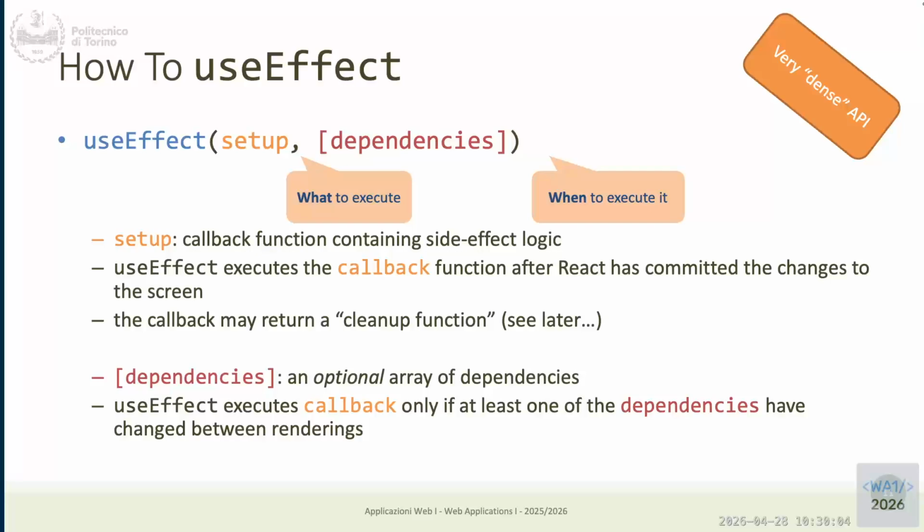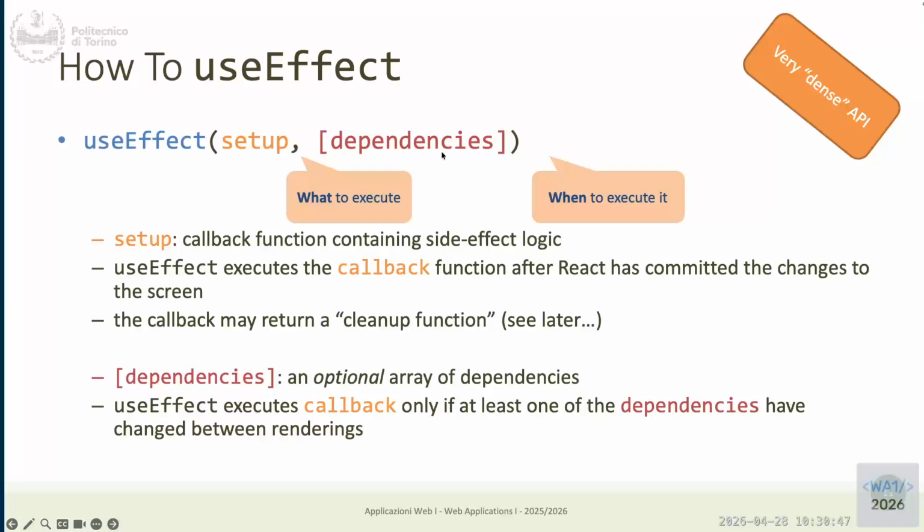So useEffect is a hook that receives two arguments, basically. The first argument is a callback that executes the side effect logic, the logic that contains the side effect. So it is the actual function that we want to run in the commit phase. So the first argument is a callback function, and the second argument is an array of dependencies. So the first is what I want to execute, and the second is when it should be executed.